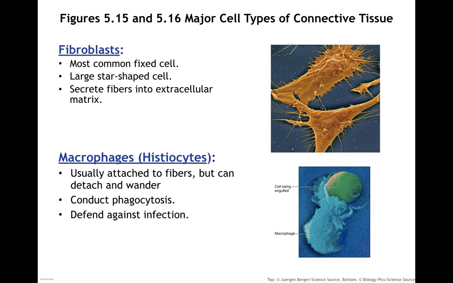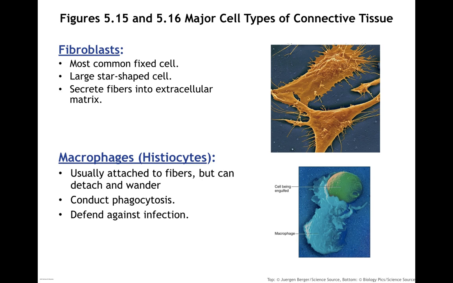So the most common types of cells in connective tissue would be fibroblasts. That would be a cell that is making the matrix. They are large star-shaped cells that secrete fibers into that extracellular matrix.